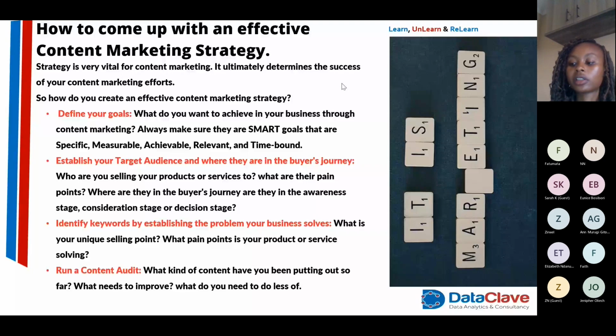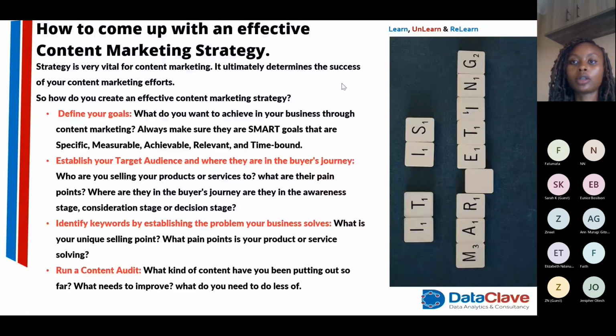Then they must also be relevant. What this means is they must be relevant to you, to your business, and also to your digital marketing efforts. So they must ultimately maybe lead to conversions. If it's a business, you must have conversions at the end of the day. You must have leads at the end of the day.